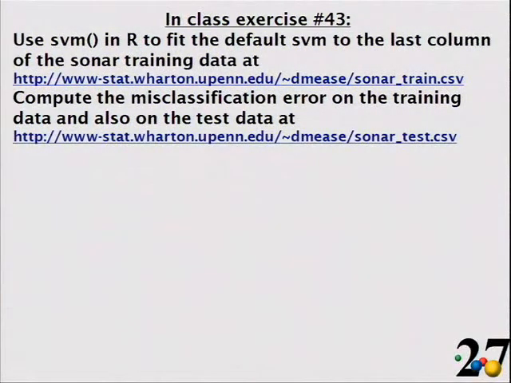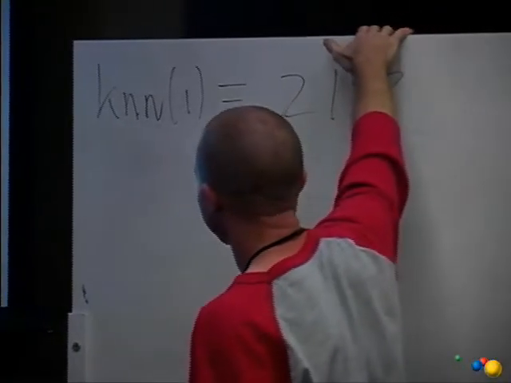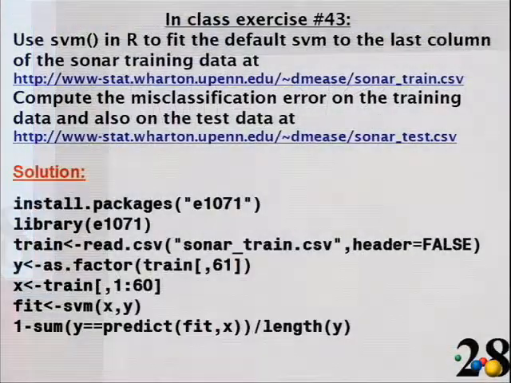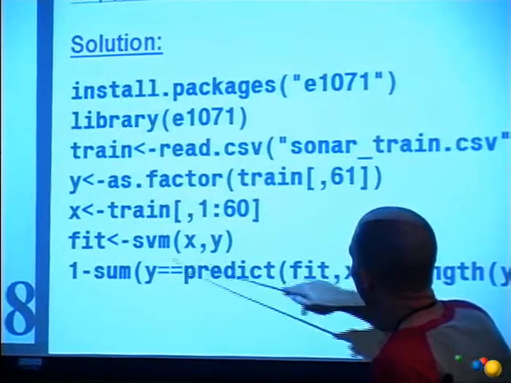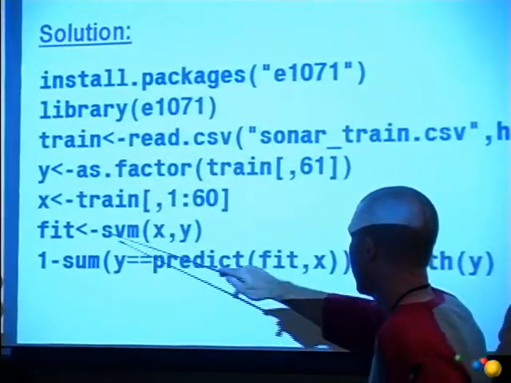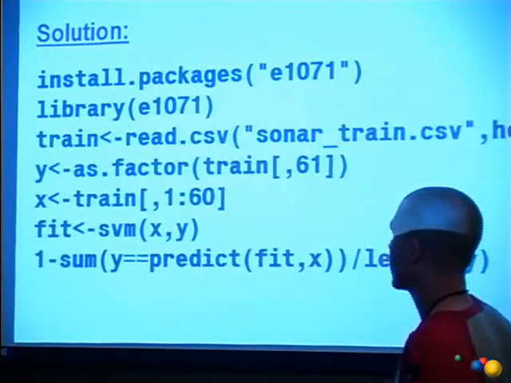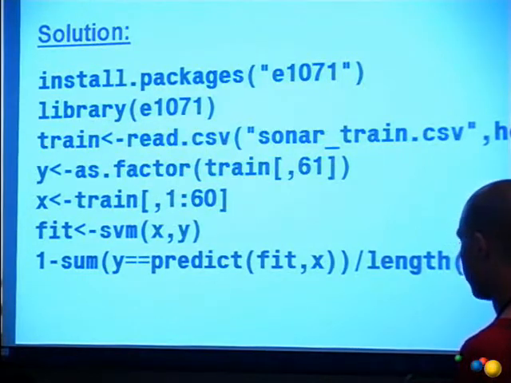If you look at this on something like the sonar data, if you remember, with the tree we had 30% misclassification error. With nearest neighbor 1, we had 21% misclassification error. With this, it turns out I can actually do a lot better. So I install the package, read in the training data, make y a factor, and then the call here, I'm just going to do the default, svm x comma y. Once I do that, it gives me a separating hyperplane.